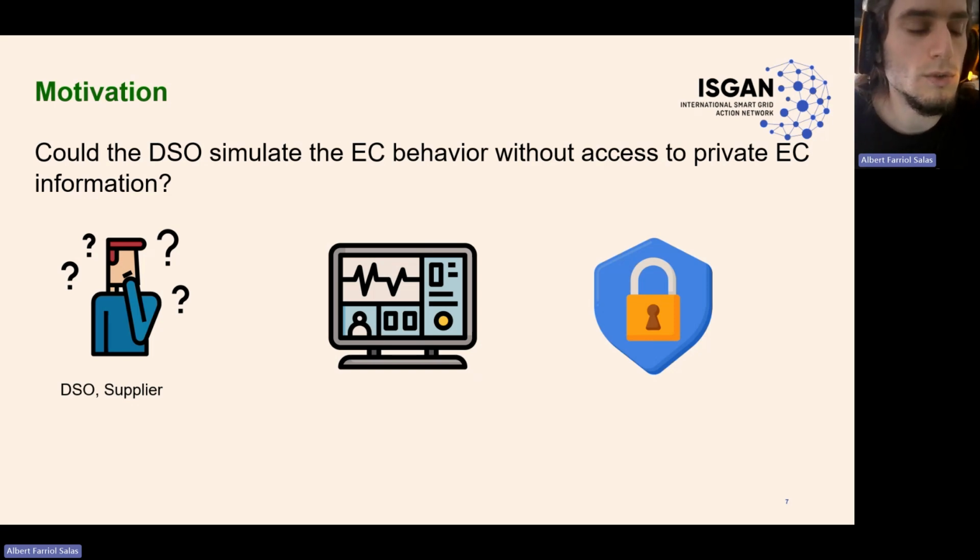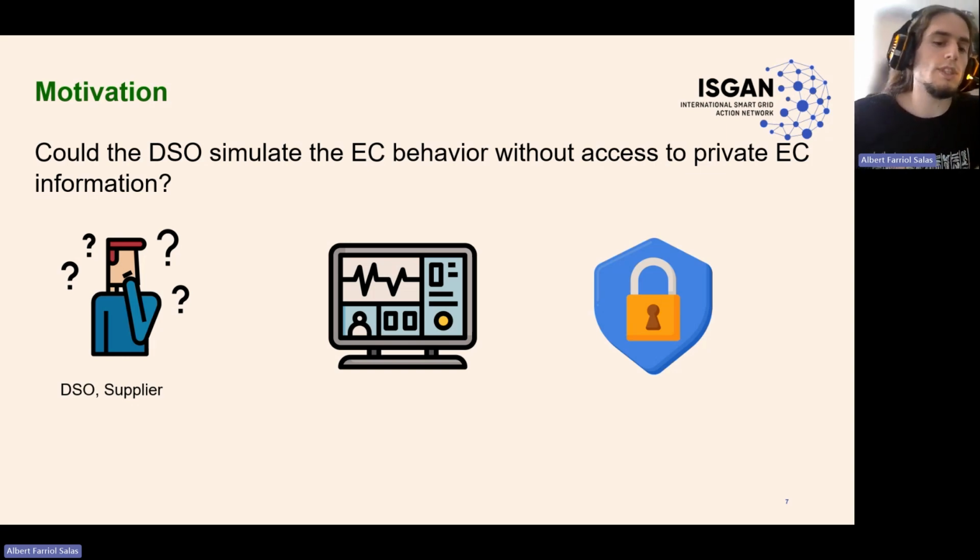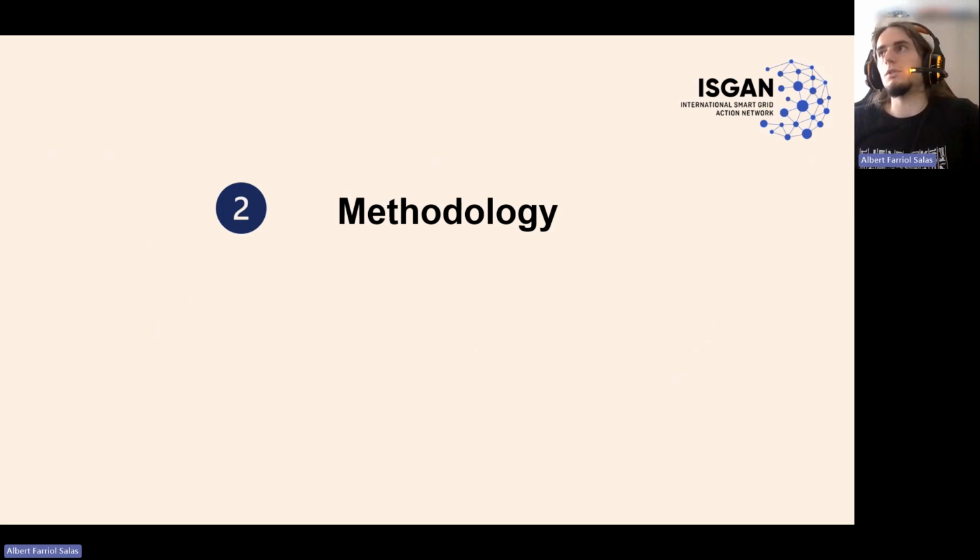So we want to do some predictions from the point of view of the DCO without the need of knowing everything about the energy community. So the users in the energy community can do whatever they want without us knowing. So the methodology that we used here.